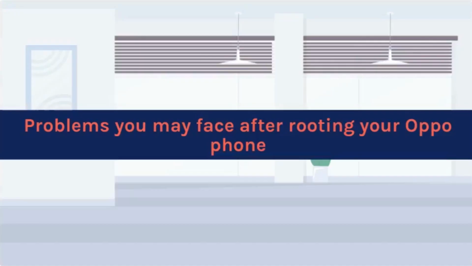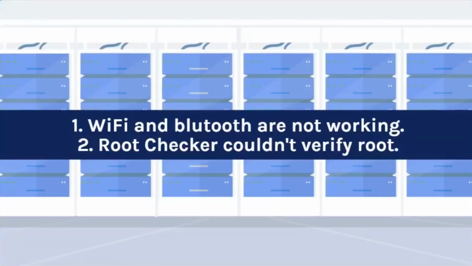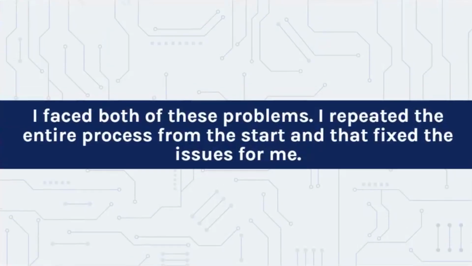Problems you may face after rooting your Oppo phone. 1. Wi-Fi and Bluetooth are not working. 2. Root checker couldn't verify root. I faced both of these problems. I repeated the entire process from the start and that fixed the issues for me.